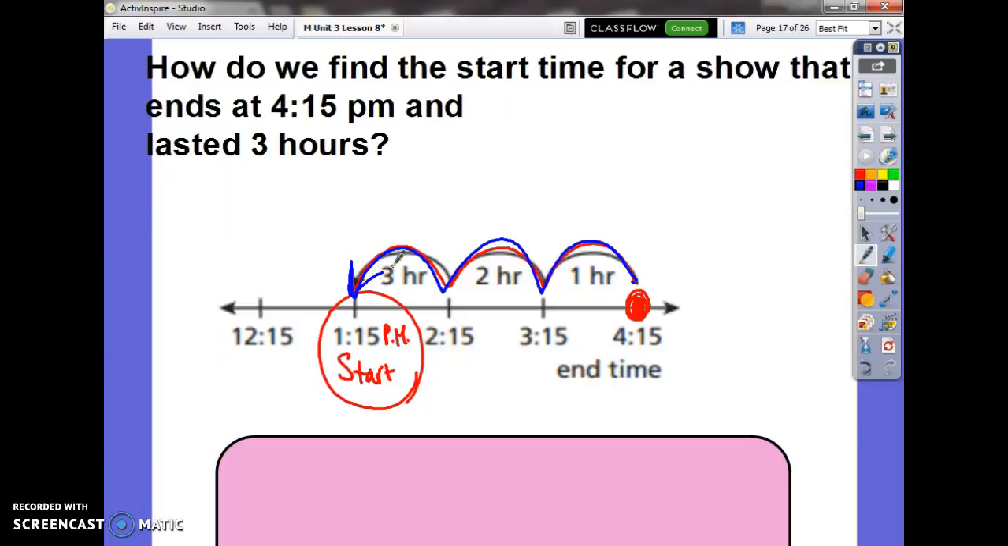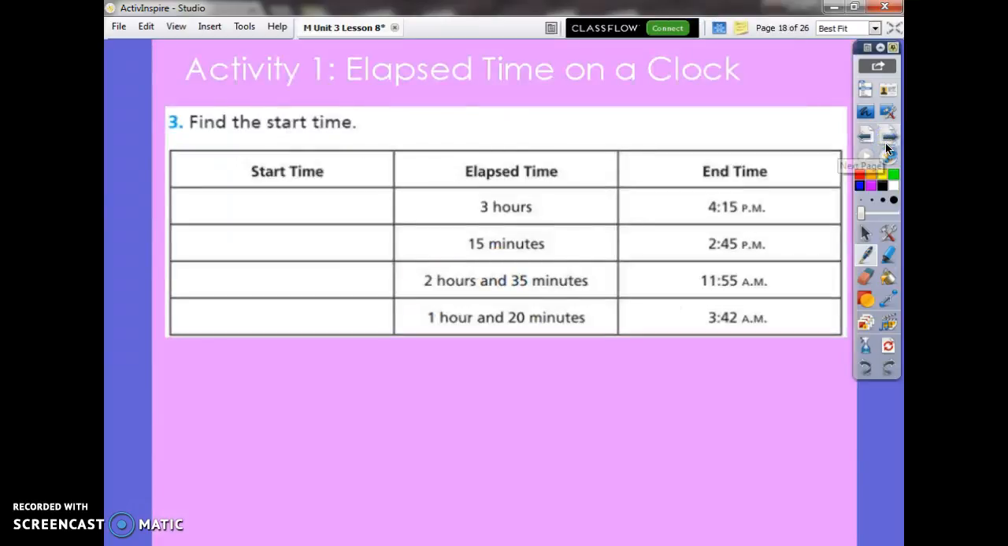Okay? And you can just think, recess ends at 10:20. It lasts 20 minutes. What time did it start? Well, I know it ends at 10:20. It lasted 20 minutes. If I go backwards 20 minutes from 10:20, that's going to be 10 o'clock. And you all know that because you all tell me when it's 10 o'clock for recess time. So when we are looking at our start time, we're going to begin with our end time and work backwards.